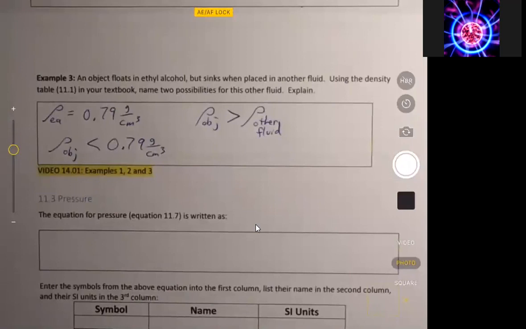And then you're like, wait a minute, there's not any more fluids. But that's not true. There's not any more liquids on that table that have a density less than ethyl alcohol. But there are plenty of gases, and gases are fluids. So don't forget that.